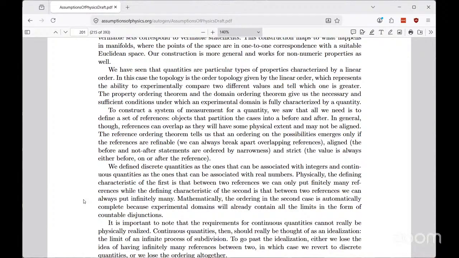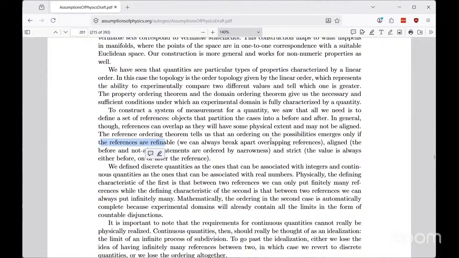To construct a system of measurement for a quantity, we said that all we need is to define a set of references, that is, objects that partition the cases into a before and after. In general, though, references can overlap as they will have some physical extent and may not be aligned. The reference ordering theorem tells us that an ordering on the possibilities emerges only if before and not after statements are ordered by. Sorry, I think I skipped a line.